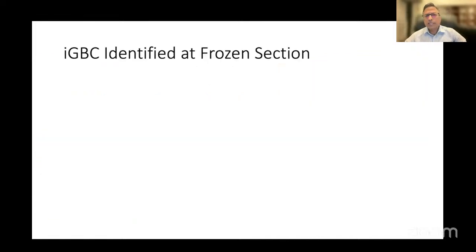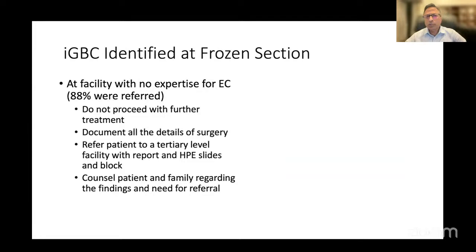So if it is identified at frozen, I think there are two important decisions which one surgeon needs to take. If you are in a place where you cannot do an extended cholecystectomy, then do not proceed any further. Document all the details and refer to a tertiary level center with the report, your operative report and HPE slides. And of course, counsel the patient and family regarding the findings.